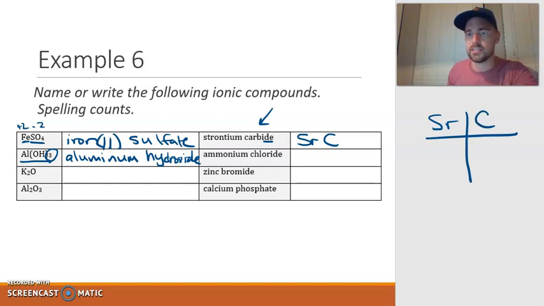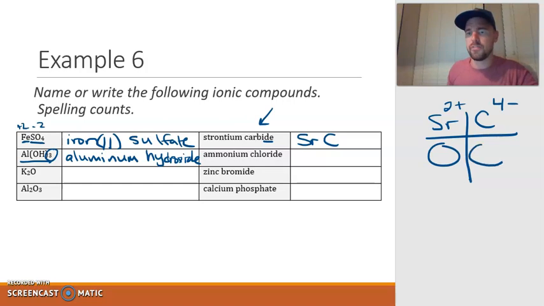Sr and C. Strontium has a positive 2 charge. Carbon is one of those elements where it's either positive 4 or negative 4, but depending on the situation, you can figure out which it should be. Since strontium's the positive, carbon must be the negative, and so it's negative 4.